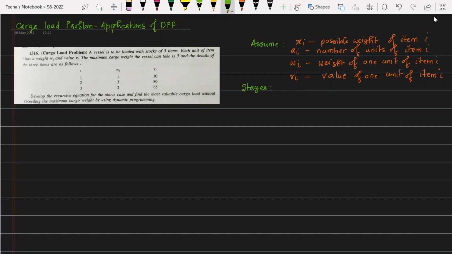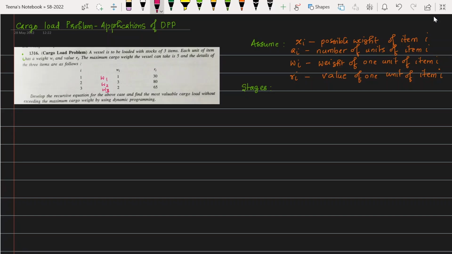A vessel is to be loaded with stocks of 3 items. Each unit of item i has weight Wi and value Ri. The maximum cargo weight the vessel can take is 5, and the details of the 3 items are as follows. Item 1, 2, 3, Wi 1, 3, 2. These Wi refer to the weight of the first item. Weight of 1 unit of the first item, W2 is the weight of 1 unit of the second item, and W3 is the weight of 1 unit of item 3.